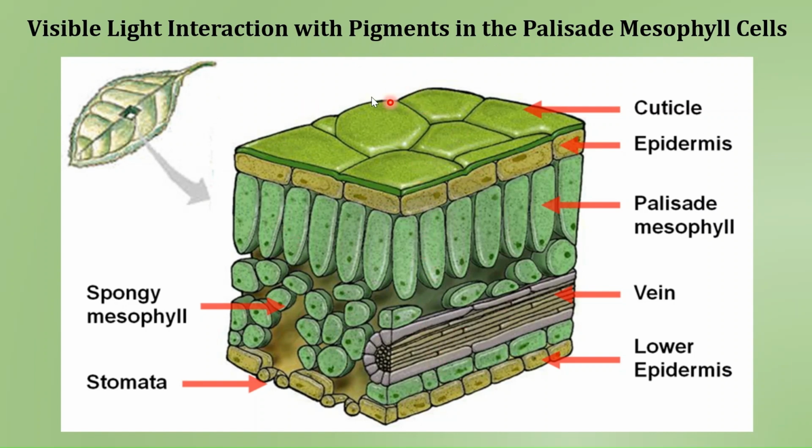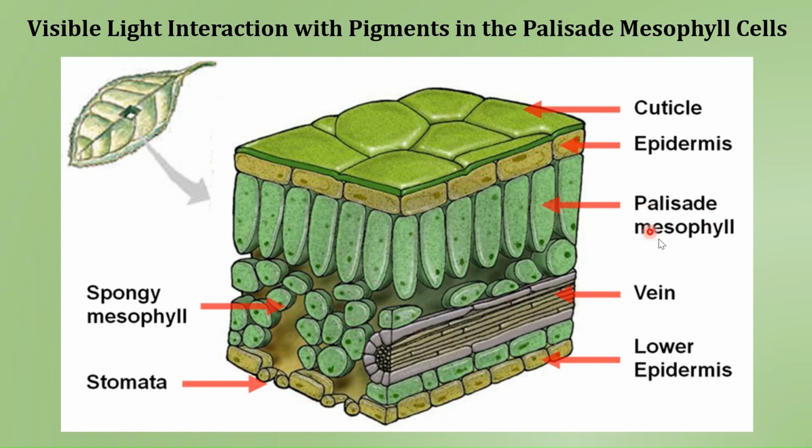This image represents a cross section of a leaf where this part is the upper epidermis, which is covered with a cuticle. The cuticle allows the diffusion of the electromagnetic radiation into the leaf. And below the upper epidermis, we have the mesophyll cells, also known as the parenchyma.